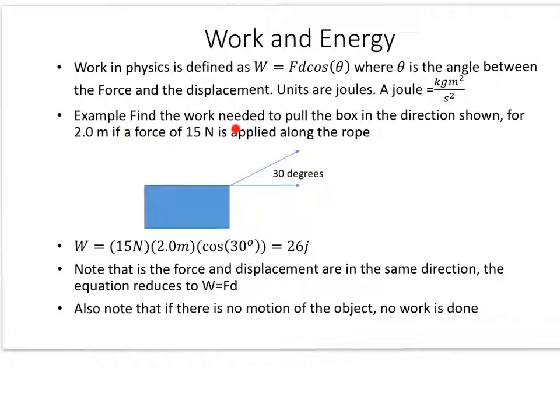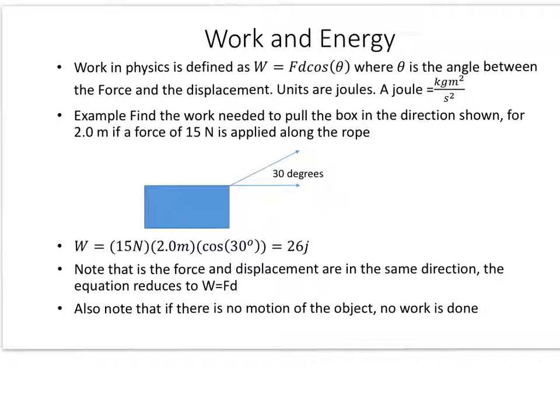Simple example here, we want to find the work needed to pull a box in the direction shown, that's this direction here, for a displacement of 2 meters if a force of 15 newtons is applied along this rope here. Notice that this angle here is 30 degrees. So to compute the work, we're going to take 15 newtons times the displacement, 2 meters, times cosine of 30, and we get 26 joules.